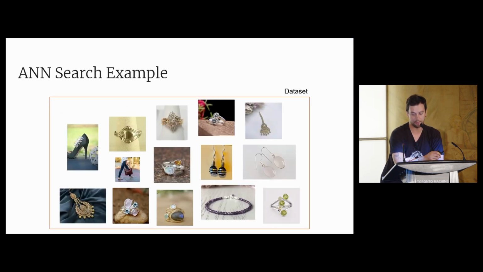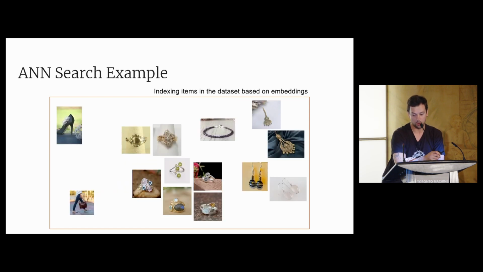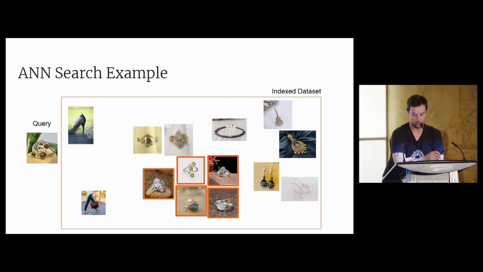So an ANN search example using images would be something like this, where we have an image data set. We index all of the items in that data set based on their embedding. So every item is run through a model, gets an embedding, and then that embedding is indexed. When we query, we take this image here, also convert that to an embedding, and then run a search across this entire data set, which highlights similar examples based on their similarity within that latent space.